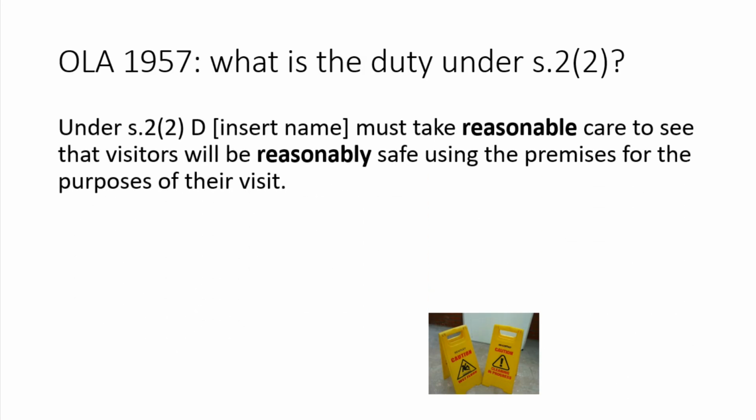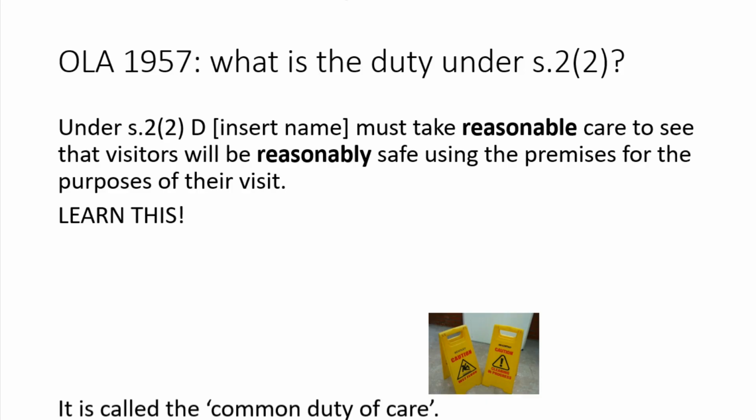Well, under section 2(2), you must take reasonable care to see that visitors will be reasonably safe using the premises for the purposes of their visit. You need to learn this definition and make sure that you always have two reasonables, and that's how I remember it: two reasonables. Section 2, subsection 2.